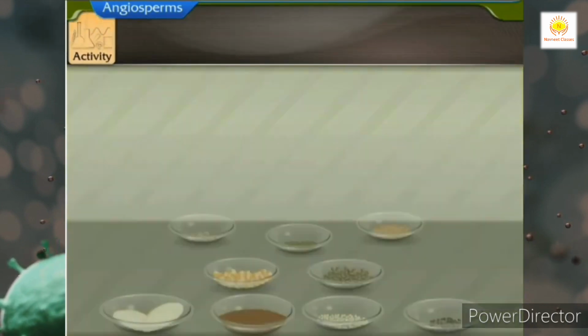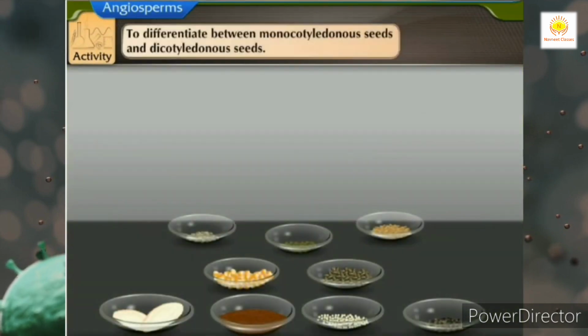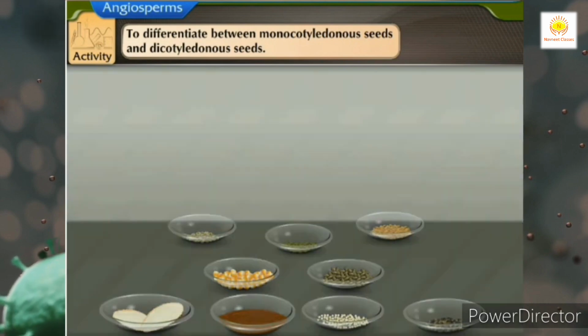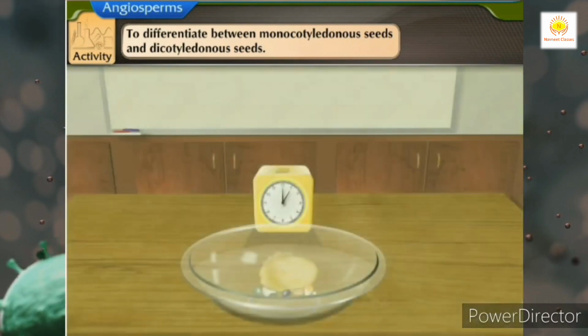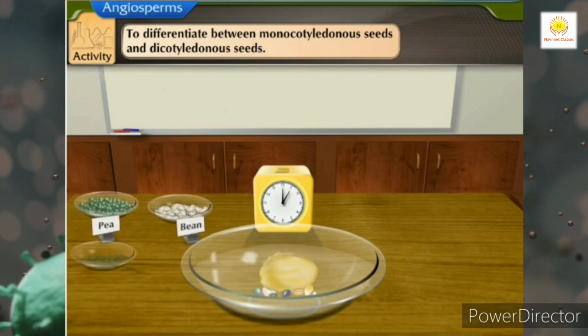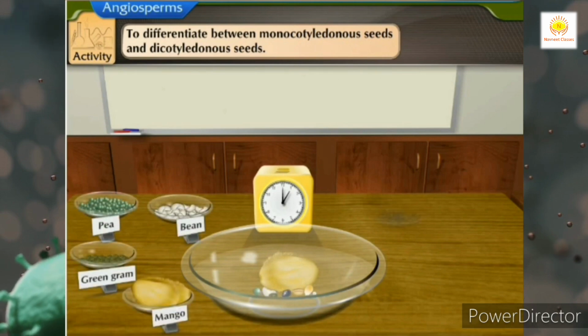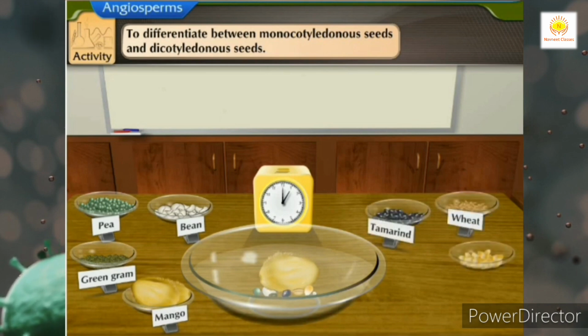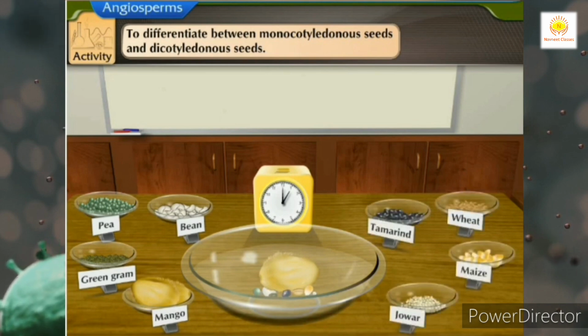Activity. Let us perform an activity to differentiate between monocotyledonous seeds and dicotyledonous seeds. Soak few seeds of pea, bean, green gram, mango, tamarind, wheat, maize and jowar for 8 to 10 hours.